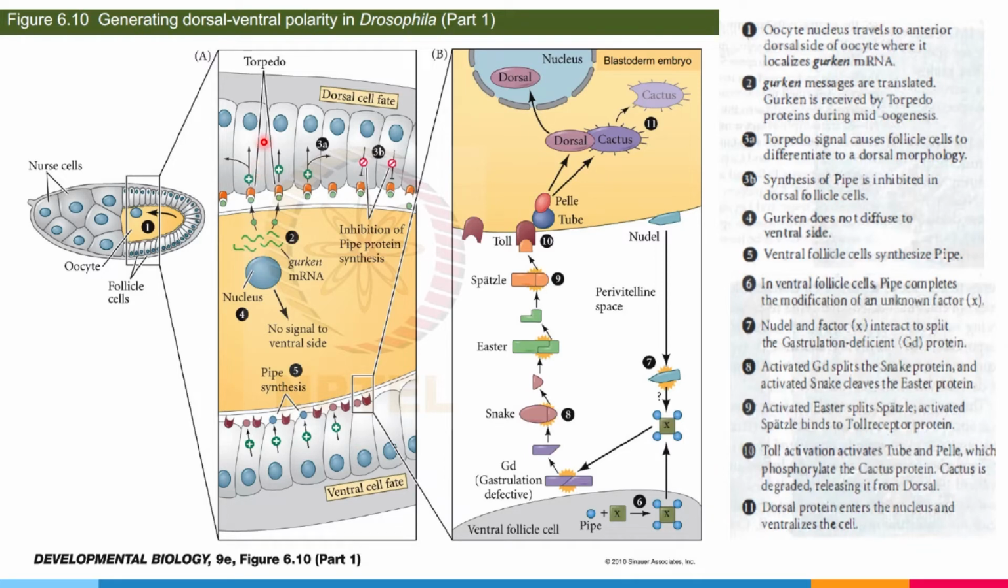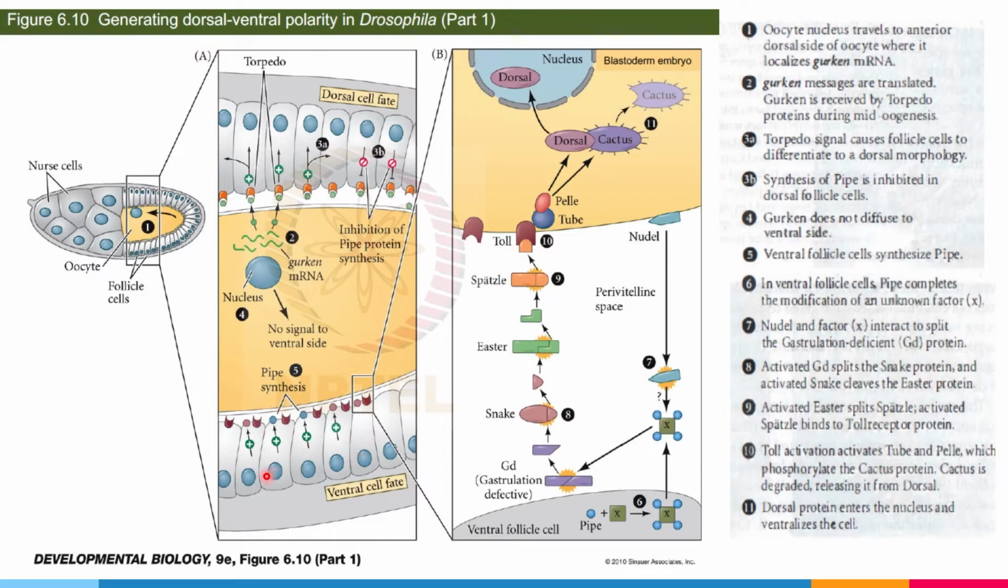Gurken, after signaling to the follicle cells via the Torpedo receptor, prevents the formation of the pipe protein. So pipe synthesis is completely inhibited. But in the case of the ventral follicle cells, there is no Gurken, so pipe is still produced by these particular follicle cells.